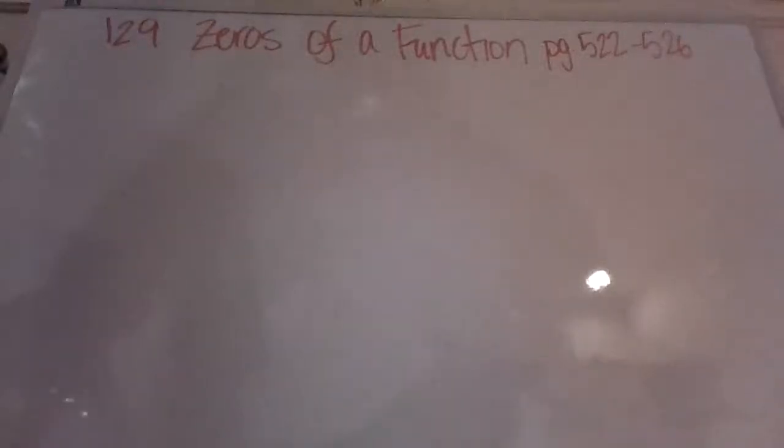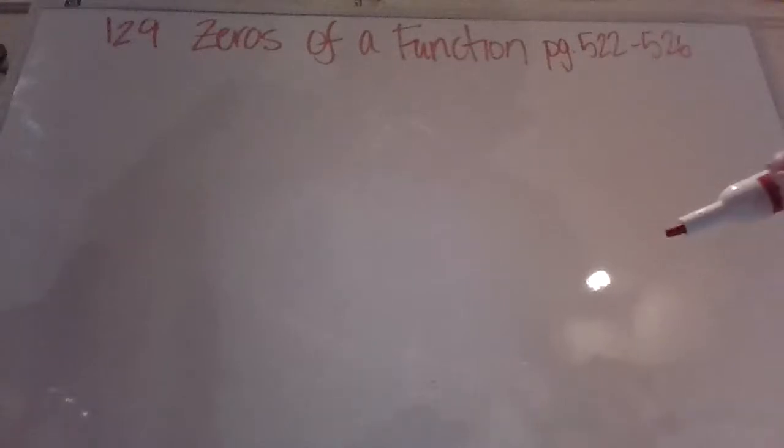All right, we're going to find the zeros of a function, page 522 to 526. When we're finding that, that's our y-intercept and our x-intercept. Going way back to when we did slope, which I think is chapter 6 or 7 in our book, it's been a while. To find the x-intercept, you would make the y equal 0. To find the y-intercept, you would make the x equal to 0. Well, that's what we're doing today.